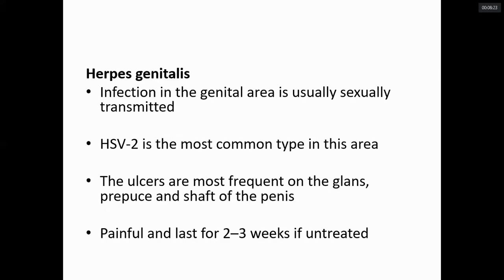Now, herpes genitalis is caused by herpes simplex virus type 2. It is usually sexually transmitted, and the ulcers are most frequent on the glans, prepuce, and shaft of the penis. These are painful and last for 2 to 3 weeks if not treated.